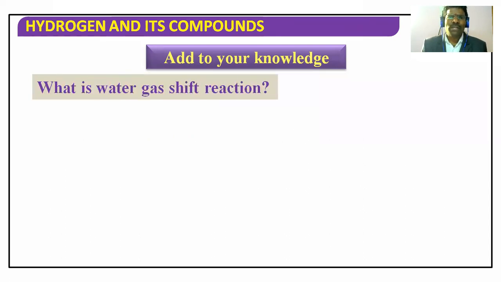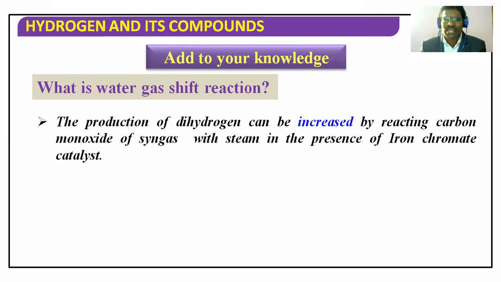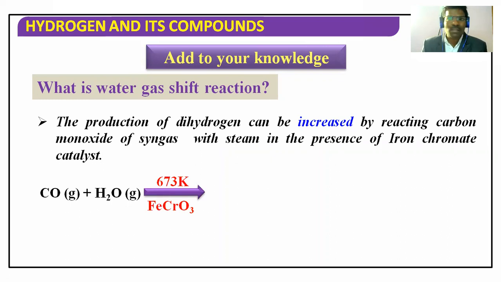One more point. What is the water gas shift reaction? Dear students, look here: the production of dihydrogen can be increased by reacting carbon monoxide of syn gas with steam in presence of iron chromate catalyst. The carbon monoxide reacts with water at 673 kelvins in presence of iron chromate, and it increases the production of hydrogen, with the formation of carbon dioxide. This reaction is known as the water gas shift reaction. Very important: it is used to increase the production of hydrogen gas by using the carbon monoxide of water gas.